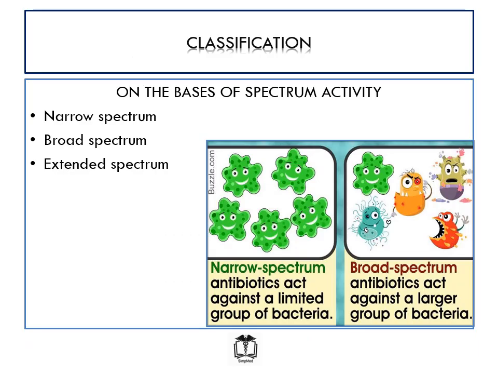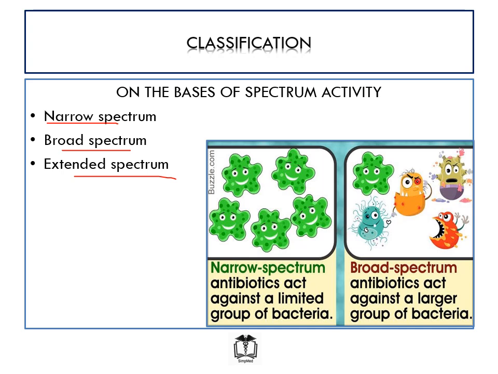We can also classify antimicrobial drugs based on their spectrum of activity. In this case, we have the narrow spectrum drugs, the broad spectrum drugs, and the extended spectrum drugs. And this is just based on how much of microorganisms that these drugs tend to cover. In the case of narrow spectrum, narrow spectrum antibiotics would act only on limited groups of bacteria.